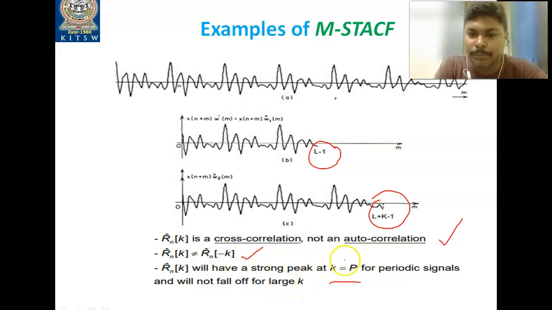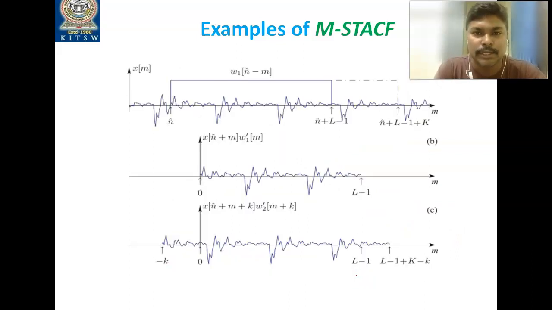So we have a strong peak at k equal to p, and the periodicity is calculated from that. This is how you need to understand the examples of the modified short-term autocorrelation function. This is another example of how we take it: the rectangular window, and the dotted version, which is the dashed curve, which we calculate for the extended version. This is an extended version of the window.